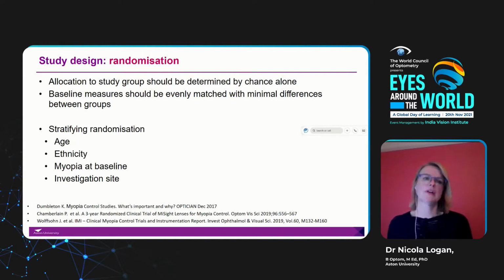And if we do have a study design that has a control group and an intervention group, then those children should be randomized to those two groups. We don't want to self-select who's going to be in the intervention group and then put the others into the control group. That kind of randomization should be determined by chance alone. And that means if we look at those baseline measures between those two groups, they should be evenly matched in terms of age, refractive error, etc., if we have done that randomization process.